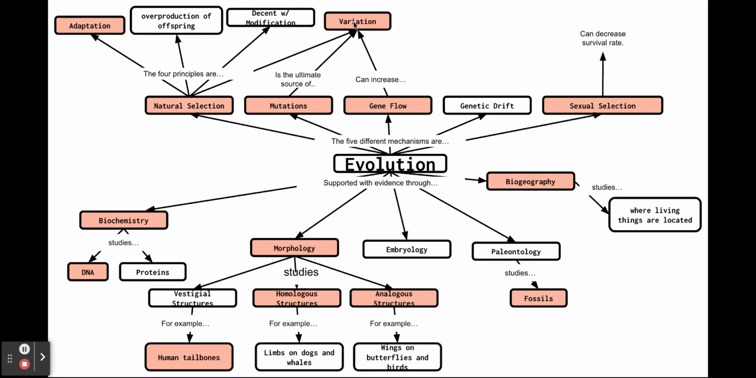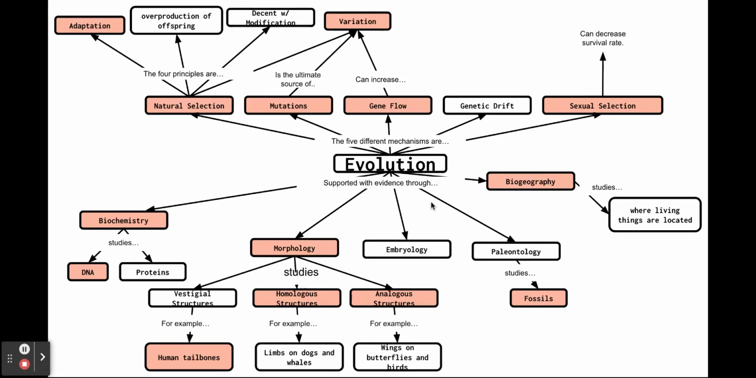We can figure out that variation goes here because we know that there's an ultimate source of variation and that variation can increase. Adaptations can't really increase. Adaptations change over time, but we don't say they increase. So adaptation is going to go over here. Variation is going here, right? So then we know mutations is the ultimate source of variation. Gene flow can increase variation, and like we said before, sexual selection can decrease survival rate.